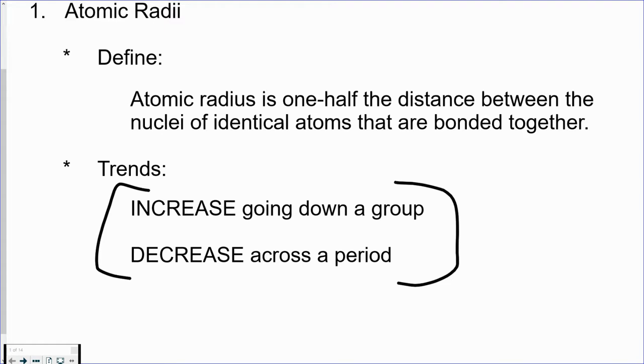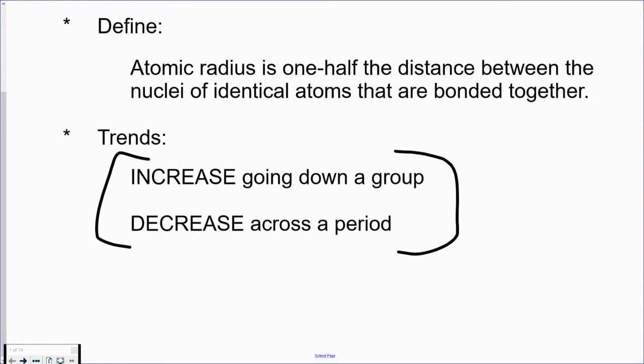As you go down a group, it increases, which let's think about. As I go down a column, I gain an extra energy level. If I gain an extra energy level or shell, I'm going to get bigger. Makes sense. As I go across, it decreases. The reason is that it becomes more and more stable the more electrons are in that shell. The more stable, the closer it can pull them in.